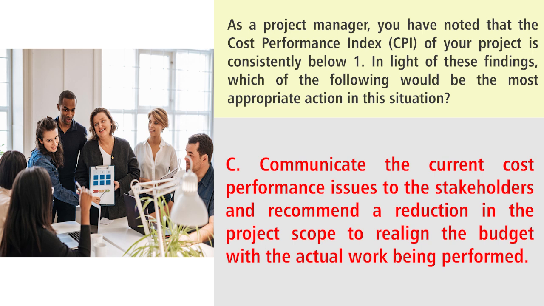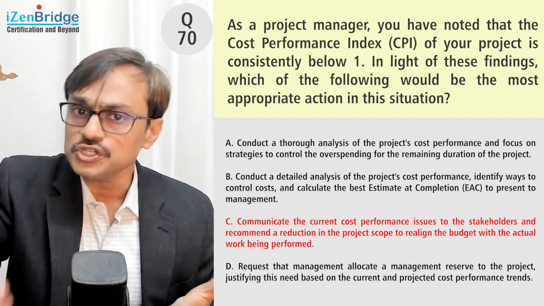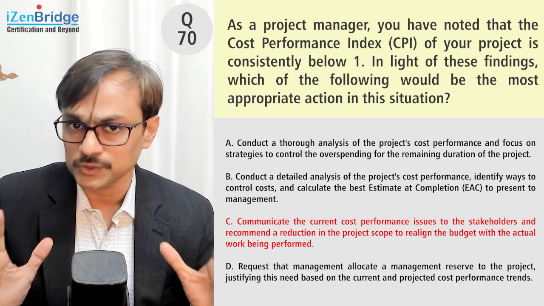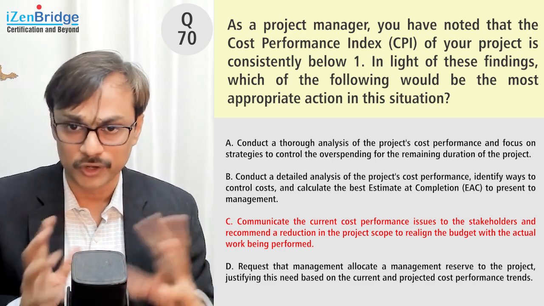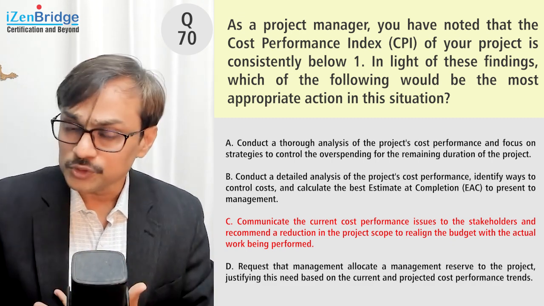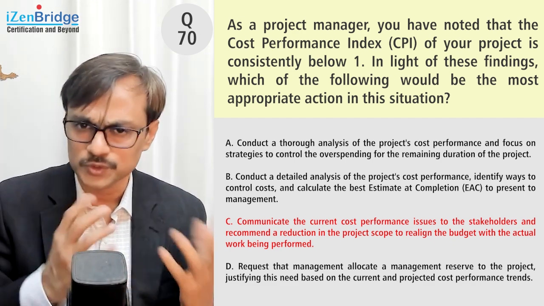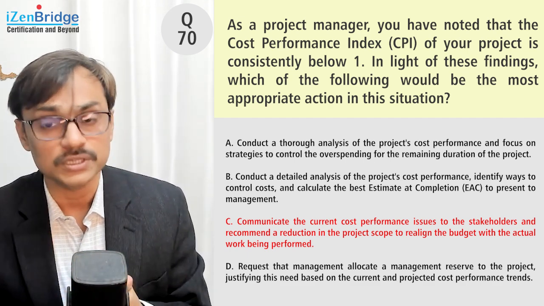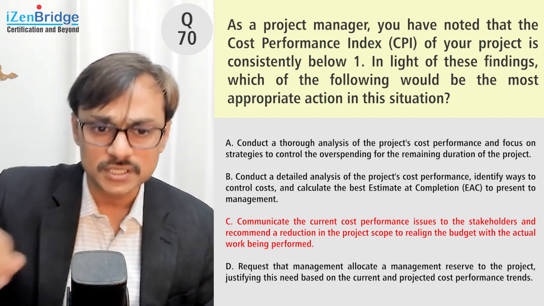Option C, communicate the current cost performance issue to the stakeholders and recommend a reduction in the project scope to realign the budget with the actual work being performed. Not a bad idea, but not necessarily the right idea in this situation. I don't know much about this particular project context. The question does not indicate whether the scope is flexible or not. We may want to give more money to the project. We may want to reduce the cost by controlling some parameters or reducing the quality, or we may want to control the scope. So a lot of assumptions are involved, and that's why I can ignore option C.